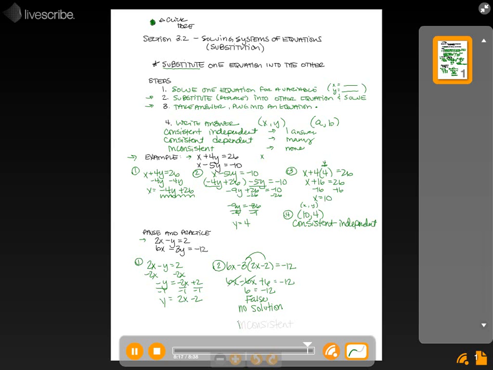No solution here. That means we're going to classify this as inconsistent. And there's our answer to the problem. We should have got inconsistent. Now you could have solved it a different way for a different variable, but you still should have gotten inconsistent as your answer. You will get a false statement no matter how you solve it. And those are your notes for section 3.2 on substitution.